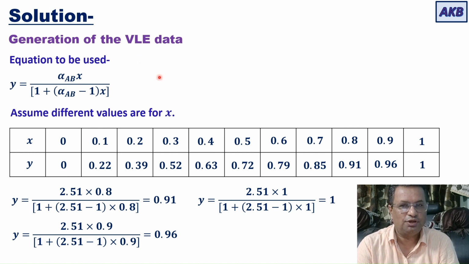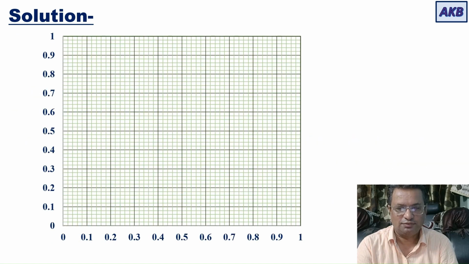And now we are going to use this data to plot the distribution diagram or the equilibrium diagram or the XY plot. Okay, so for that, we are going to use this scale. On x-axis, 1 centimeter is equal to 0.1. On y-axis, 1 centimeter is equal to 0.1. This is the most convenient scale that you can use for doing calculations based on McCabe Thiele method.